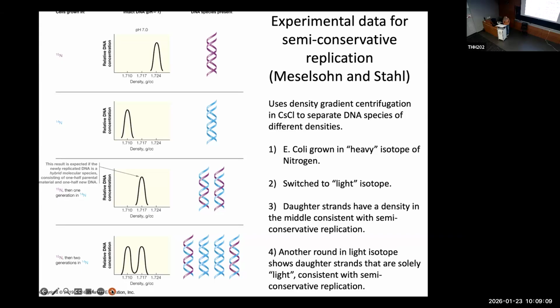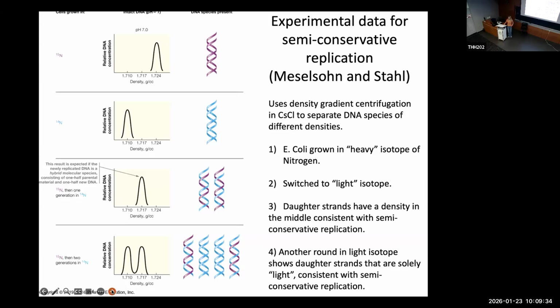Yeah. Okay, so this is a look. These first two are just a look at the density for each of those molecules, whether they are grown in heavy nitrogen or light. And then the experiment is that we've started off with DNA that's been replicating in a heavy nitrogen condition. So all the DNA in these cells starts out at this density.